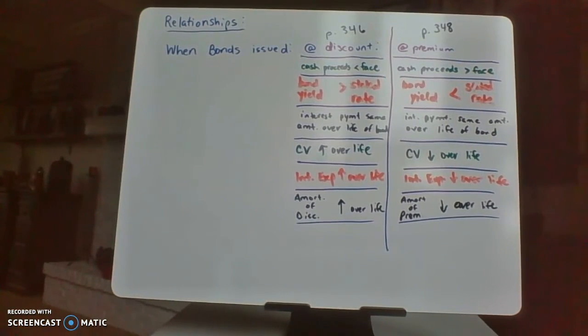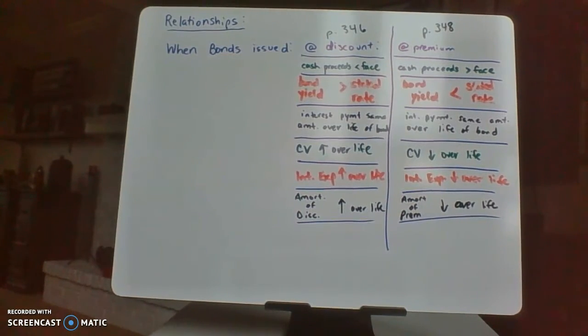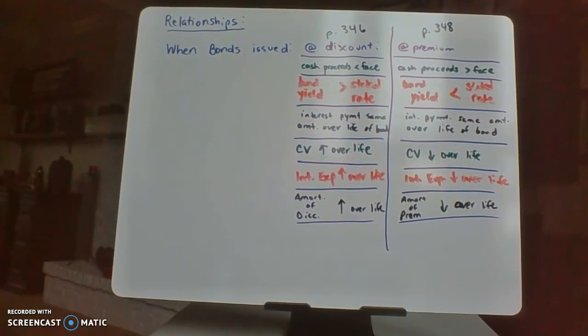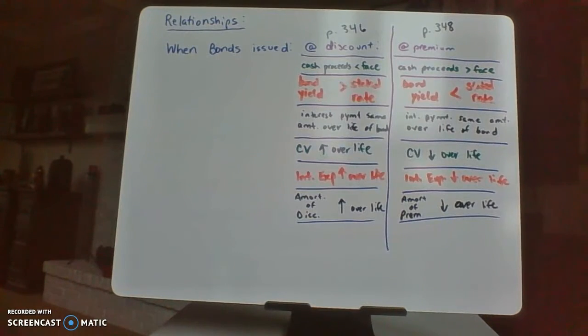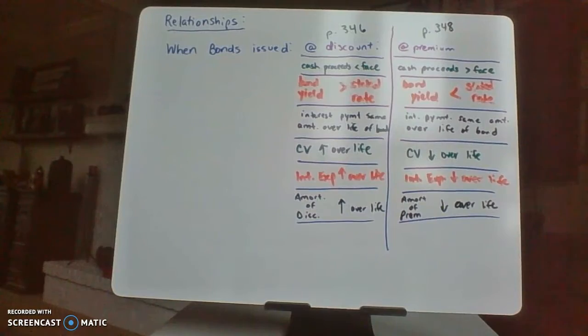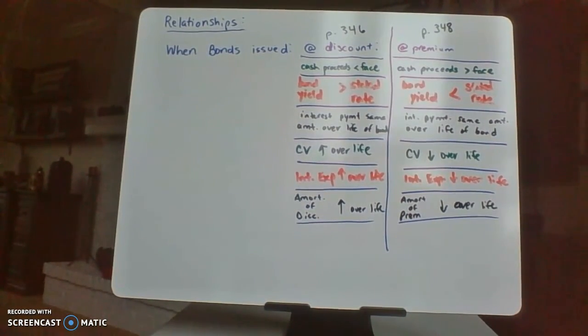Premium, again, is just going to be opposite. They pay us maybe $110,000 for $100,000 worth of bonds. The bond yield rate is going to be less than the stated rate because the bondholder is willing to pay more because they're getting a higher market rate than the stated rate is. And then the opposite holds true on carrying value. So memorize one or the other. Make sure that you understand those relationships for the test.